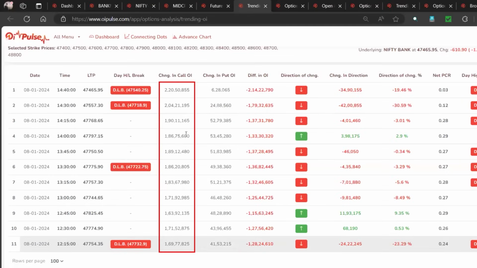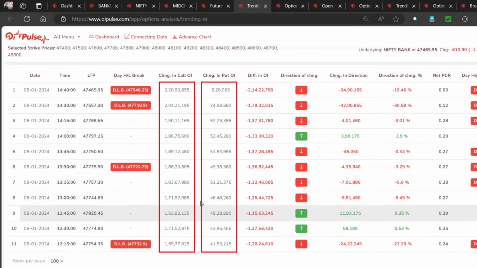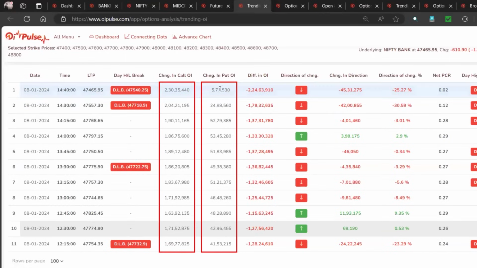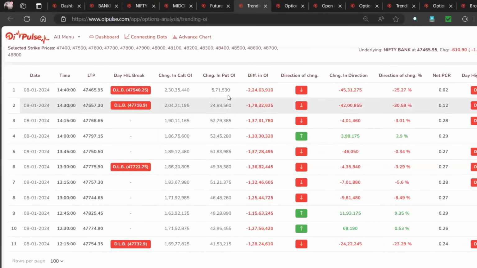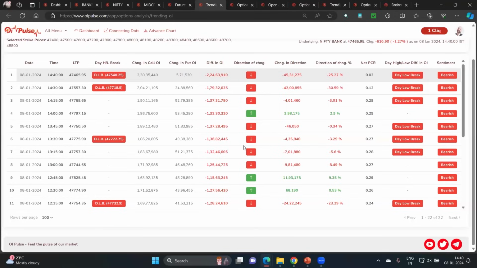On the call side, they have been adding significant OI. On the put side, they have been reducing the OI. From 1.7, it has gone to 2.3. Here from 48, it went to 70 odd levels. Now it is at 5 lakh. That means the writers who have been creating the positions on the put side, they've all started to unwind the position.